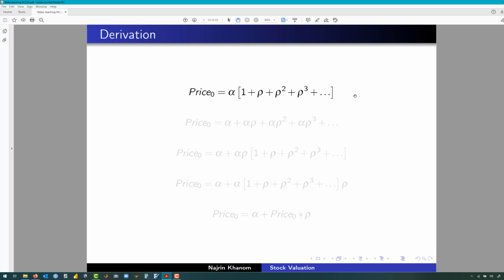Let's take out the parentheses. So if we take this out, this will leave us with alpha plus alpha times rho plus alpha times rho squared. So you see it's alpha times 1, so that's alpha, times rho, that's alpha times rho, then alpha times rho squared, and so on.